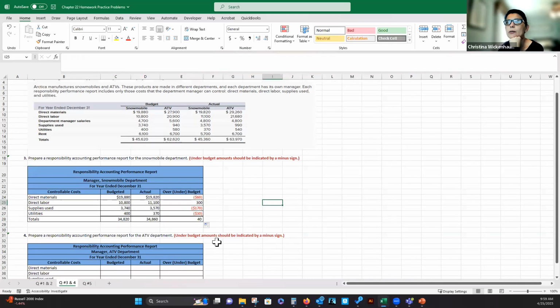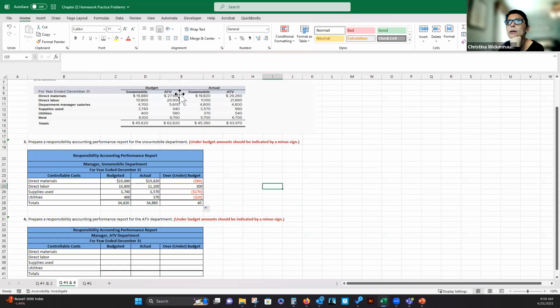So we're going to do the same thing for the ATV department. So we're going to grab the budgeted controllable costs, which again are direct materials, direct labor, supplies used, and utilities.